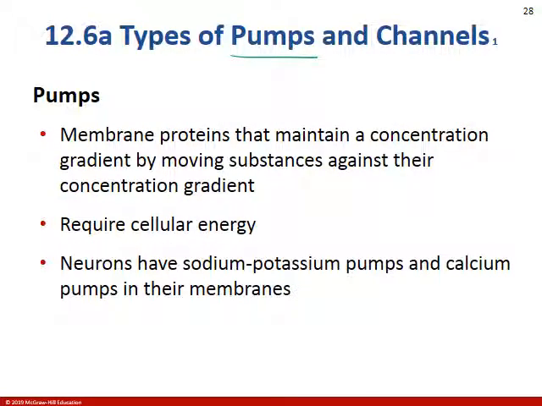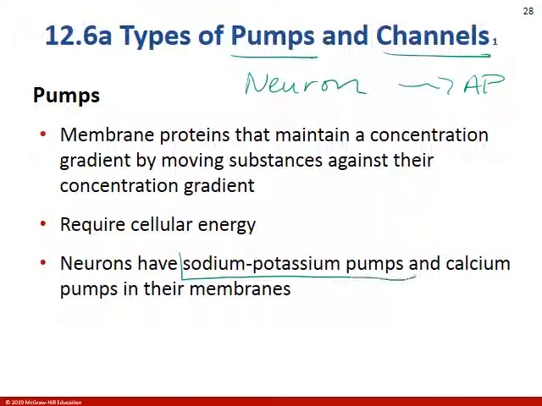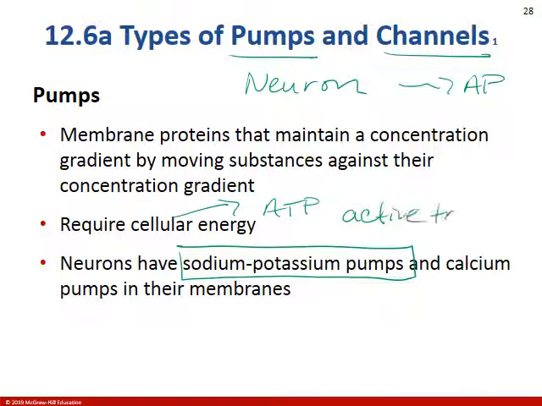Now we get to move on and talk about pumps and channels within the neuron. So we're going to talk about how action potentials are generated, so we want to do a little prep work and make sure that we remember how pumps work and how channels work. So remember when we talked about the sodium-potassium pump, we said that it required ATP energy. It's a form of active transport. So hopefully we remember that. But there are also calcium pumps in neurons.